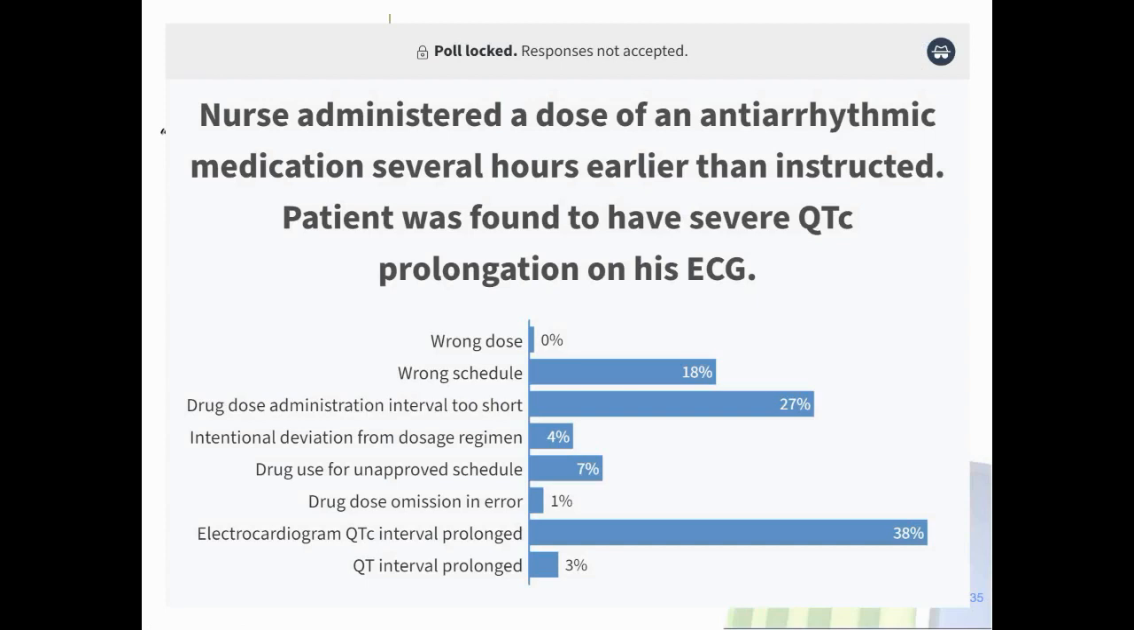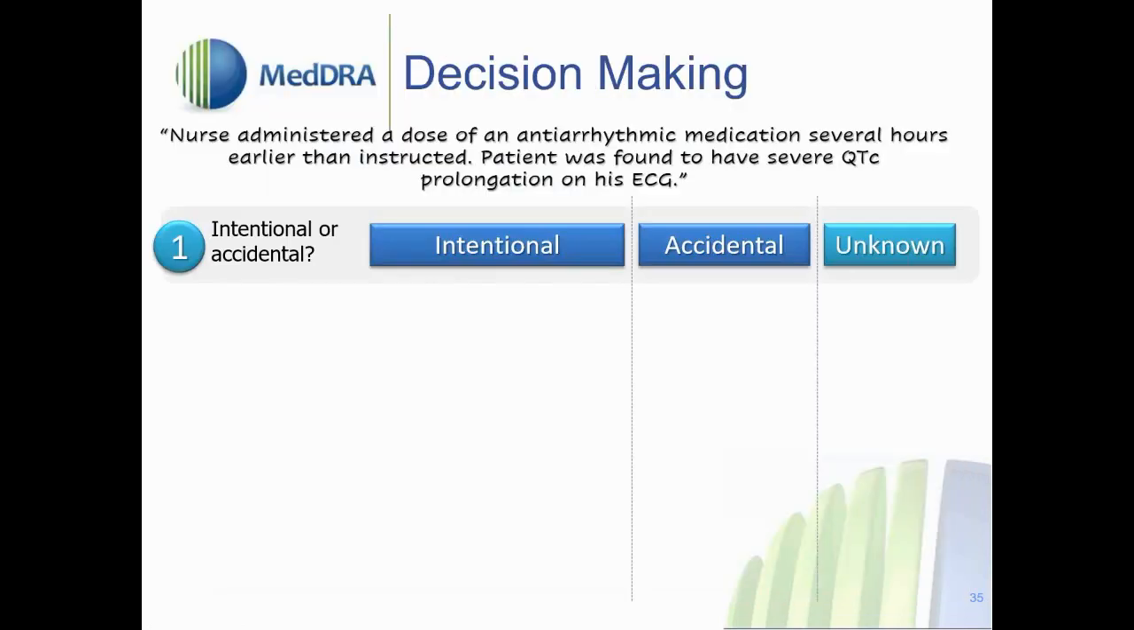Let me close the poll. Thank you again for joining. And let us classify the type of deviation first, as we have done for the first example as well.